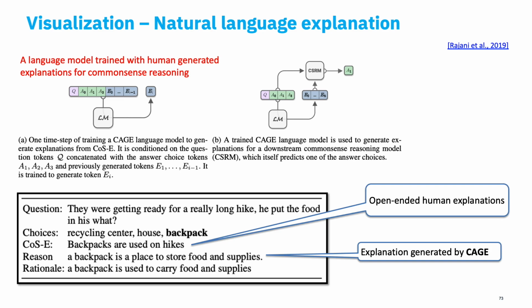For example, the question could be, they were getting ready for a really long hike. He put the food in his what? Along with this question, there are a few possible answers, including recycling center, house, and backpack. The QA system may predict that the answer is backpack, and now we need to explain why the system came up with this answer. The proposed method trains a deep generative model to produce the explanations.